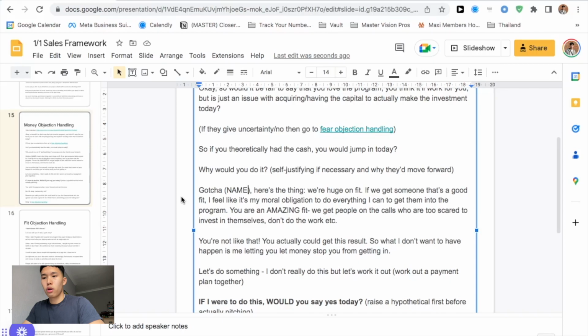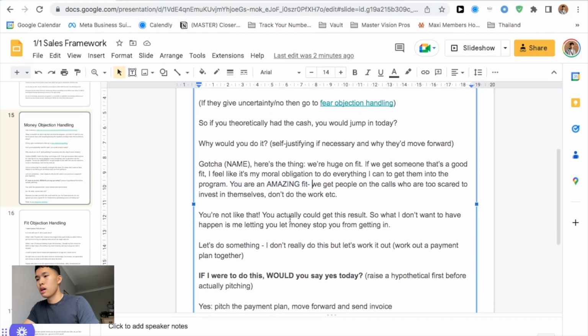We get people on the calls who are too scared to invest in themselves. They're lazy, and then just disqualify anyone and everyone. Just disqualify them, and then qualify them. If that makes sense. You're kind of singling them out, making them feel special in a way. And only say this if they are actually a good fit.